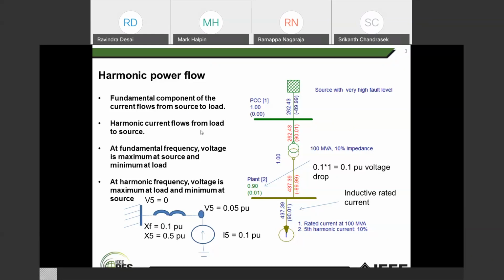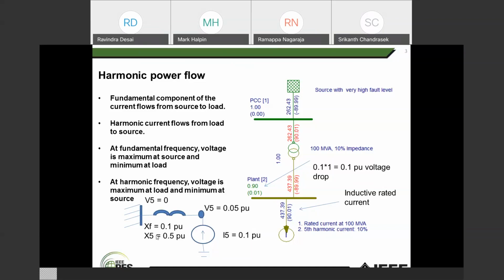Harmonic current flows from the load to the source. Assume that this is a nonlinear load which is injecting a fifth harmonic current of about 10%. That corresponds to 437.39 ampere as the fundamental current. 10% of that is 43.7 ampere, which corresponds to 0.1 per unit.